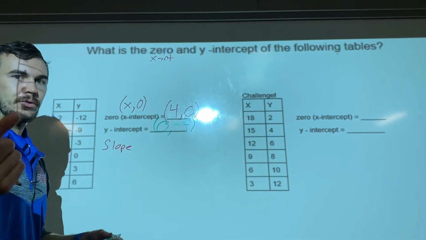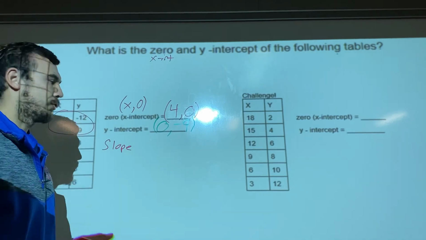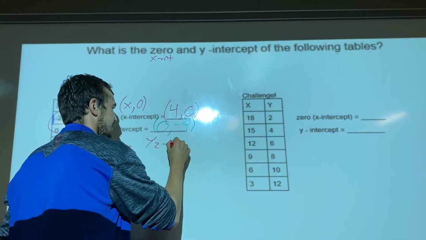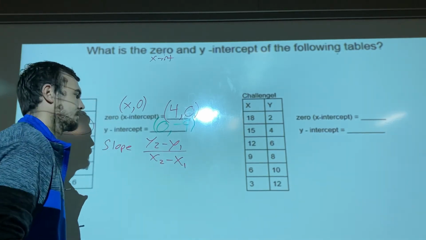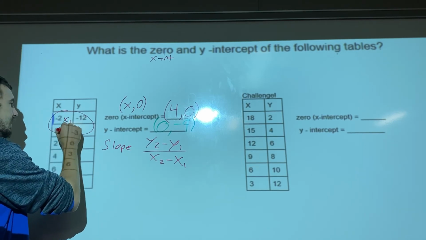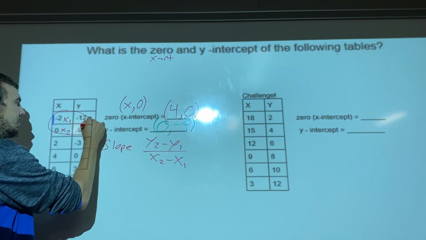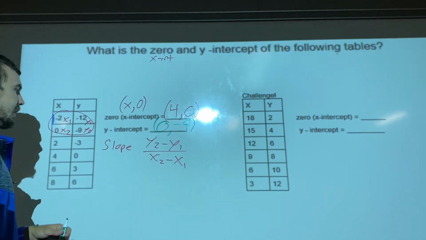So to find your slope using 2 points, and I'm just going to use the first two, guys, it doesn't matter. You got to use this formula: y2 minus y1 over x2 minus x1. So this will be my x1, x2, y1, y2. So here you go, let's plug that in the formula.